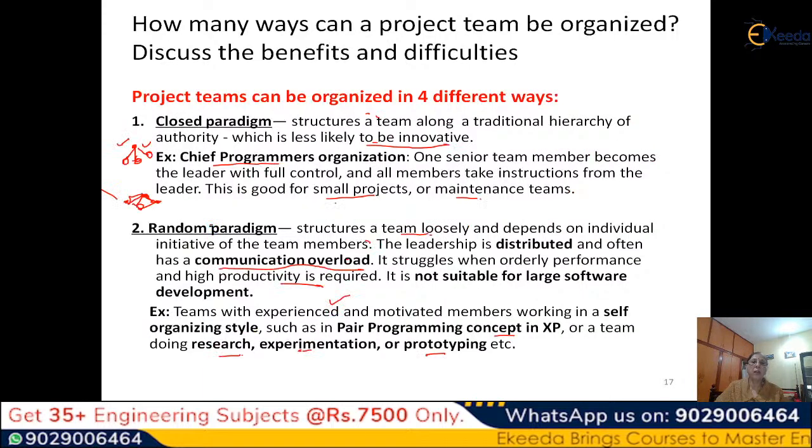So what will you answer? You will answer that there are 4 types of project organization, and then you can give the benefits, the difficulties, and you can write the situations where each is applicable.